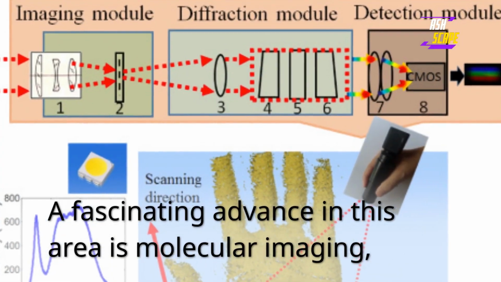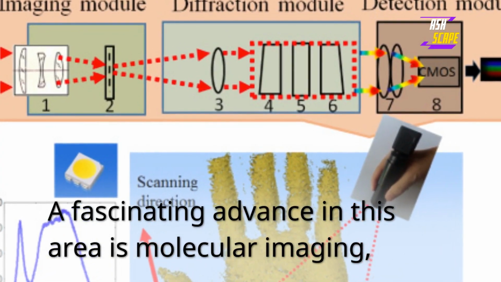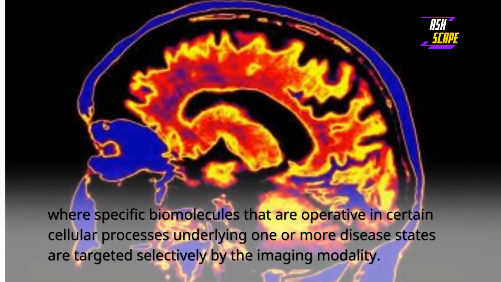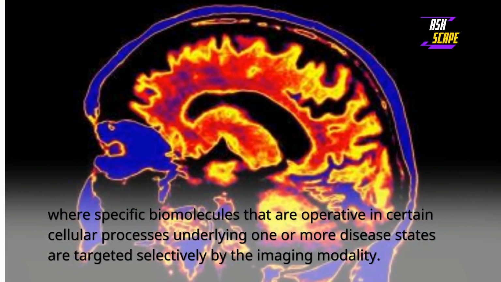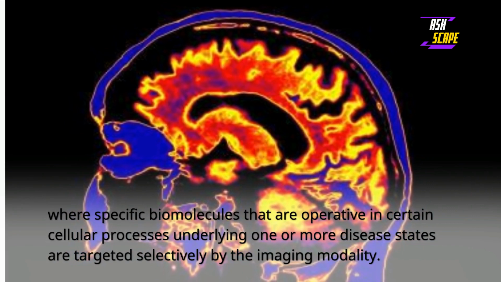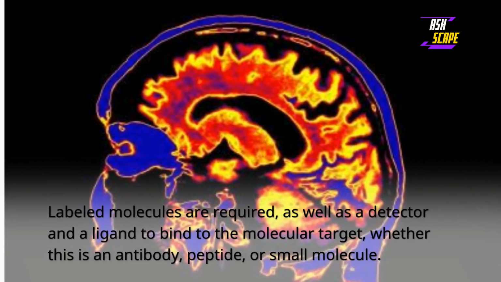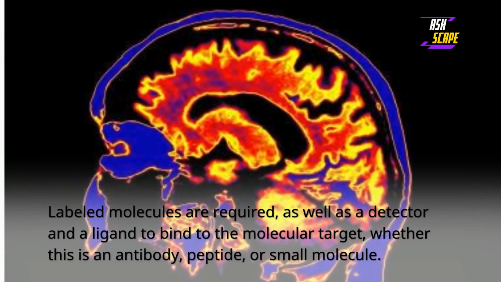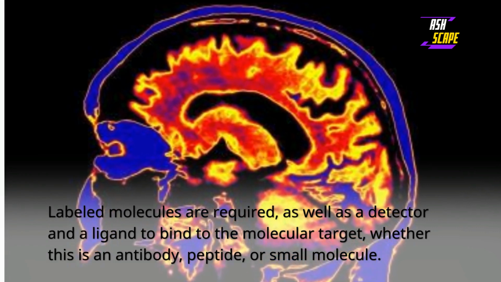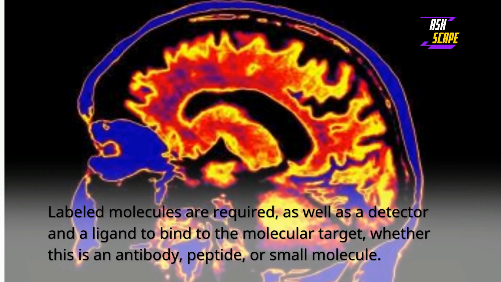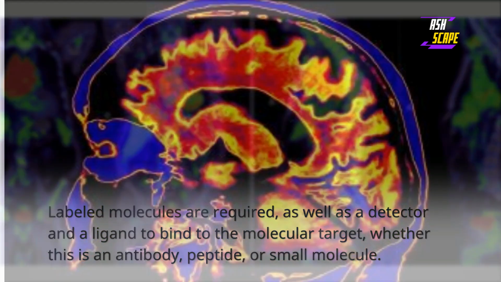A fascinating advance in this area is molecular imaging, where specific biomolecules that are operative in certain cellular processes underlying one or more disease states are targeted selectively by the imaging modality. Labeled molecules are required, as well as a detector and a ligand to bind to the molecular target, whether this is an antibody, peptide, or small molecule.